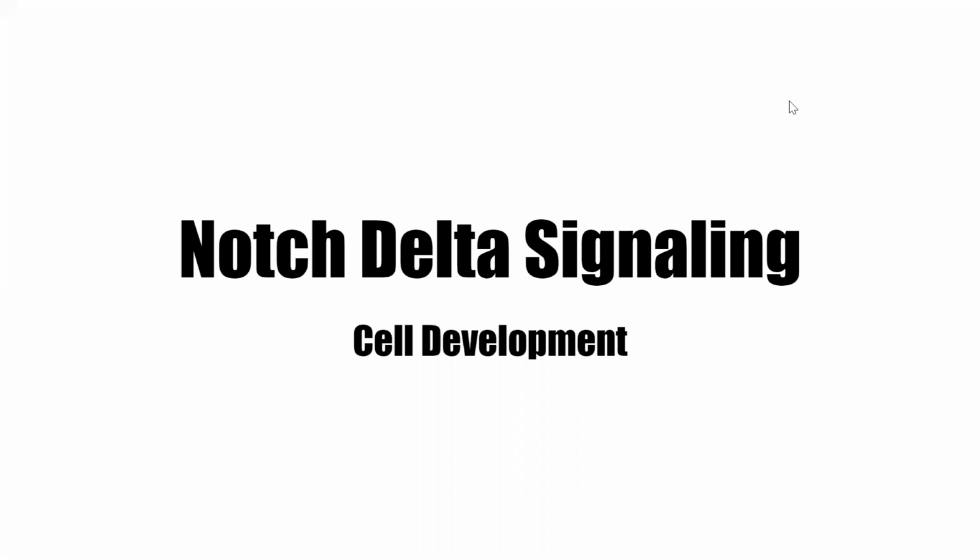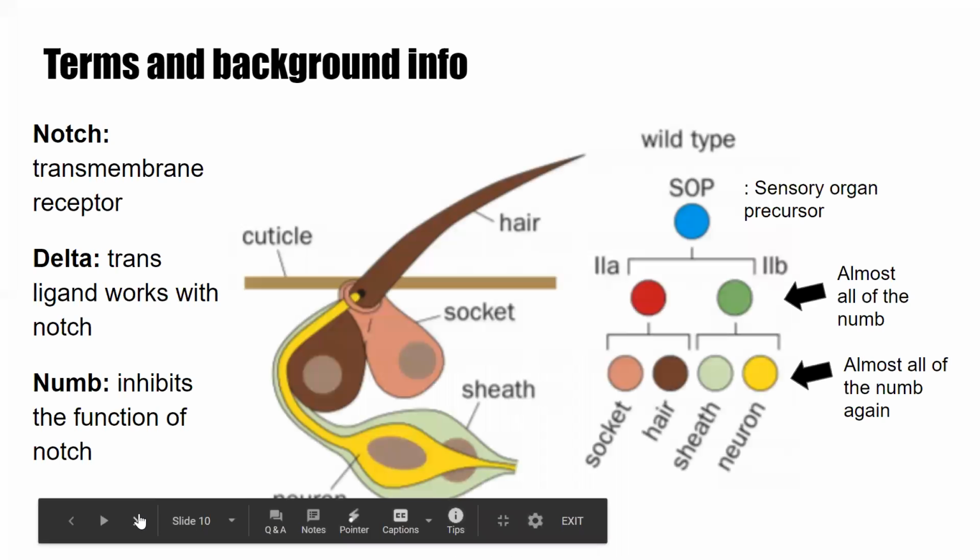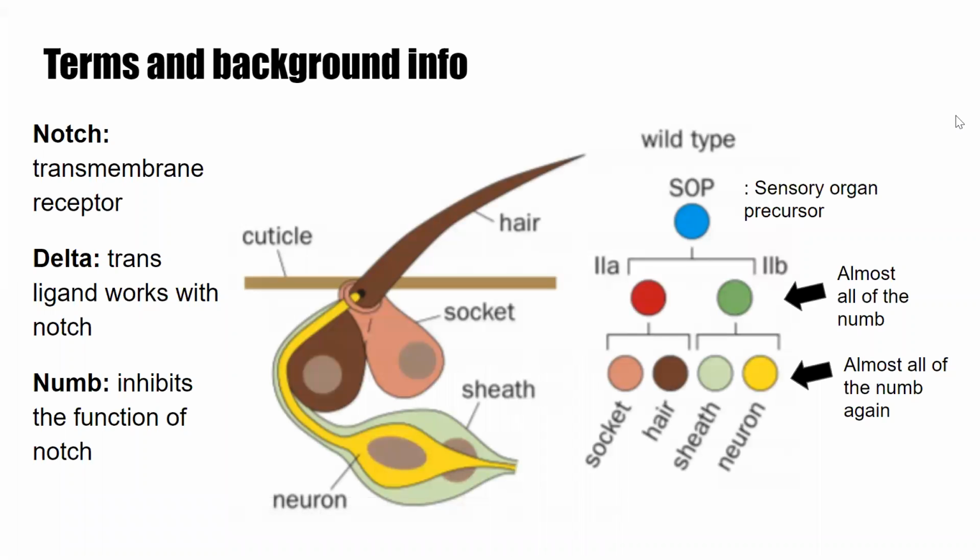Hey, so today we're going to talk about Notch delta signaling in cell development. So, some terms and background info. Notch is a transmembrane receptor. Delta is a transmembrane ligand that works with Notch. Numb inhibits the function of Notch.